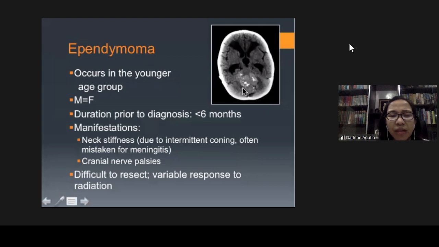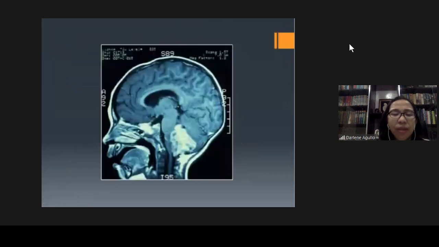So, axial cut, you will see calcifications, no? Around the area of the posterior fossa. Ayan, so na-obstruct na niya yung CSF outflow. And dito siya nagko-cone, no? Intermittent coning, lumalabas from time to time sa foramen magnum. That's why patients present with neck stiffness.